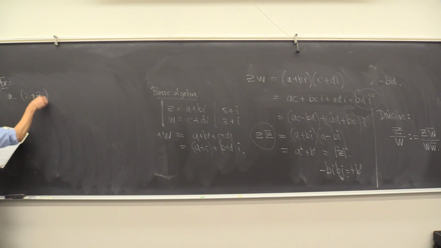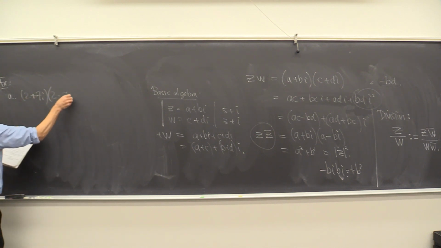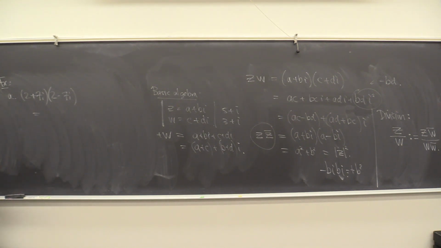2 plus 7i times 2 minus 7i. So what's going to happen here? Take 15 seconds and see if you can work it out. You could use the formula over there, or you just work it out directly. I think it's probably better practice just to work it out directly.